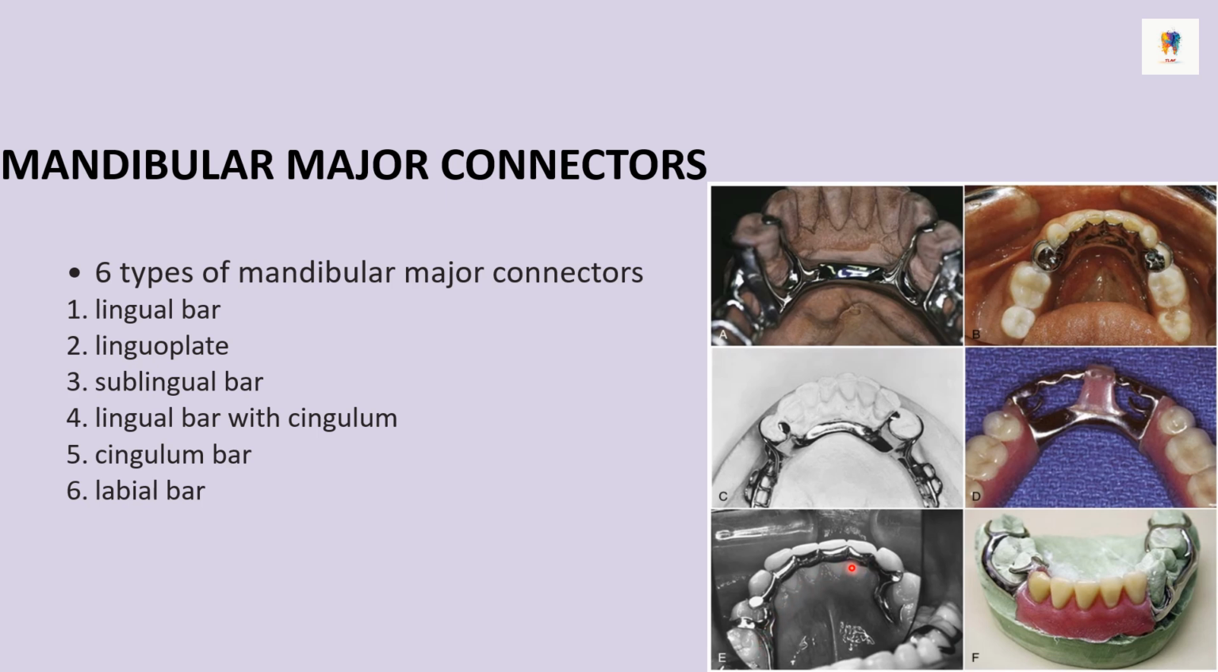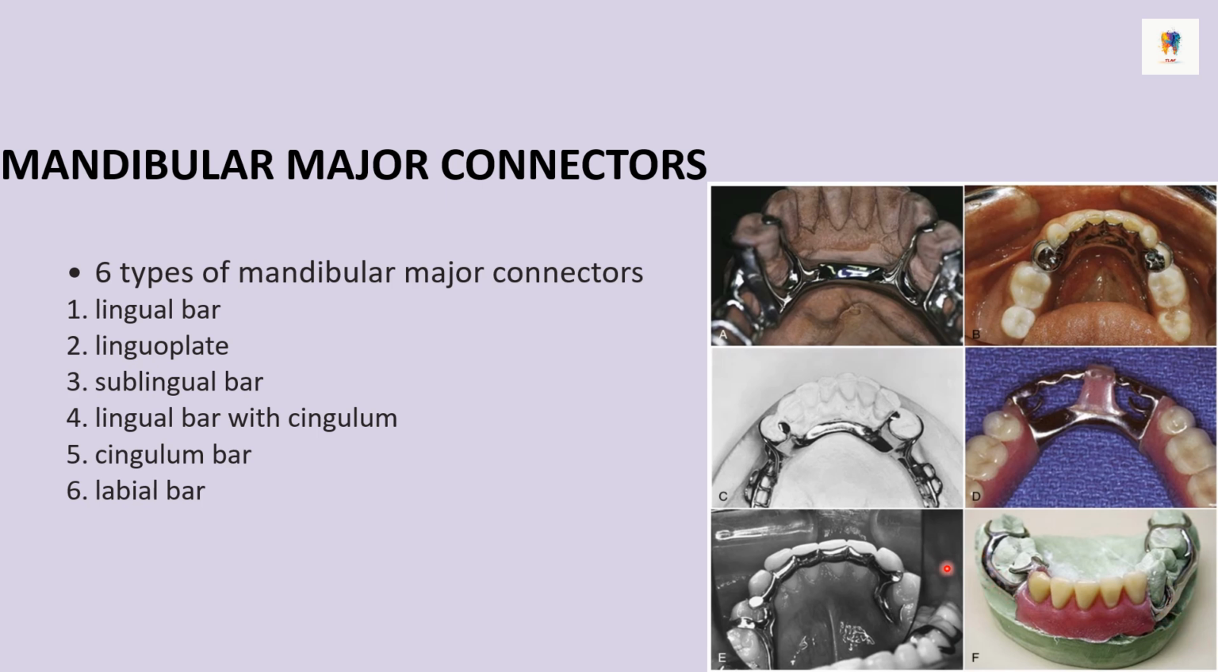You can see it's only covering the cingulum of the teeth, not the lower soft tissue area or the lingual area of the jaw. See, this is your cingulum bar and this is your lingual bar. So this combination is the sublingual bar with cingulum, this is your solely cingulum bar, and this is your lingual bar. Then you have a labial bar. It is basically the most compromised type because it is not aesthetically pleasing. See, it is placed labially. This is your labial bar.